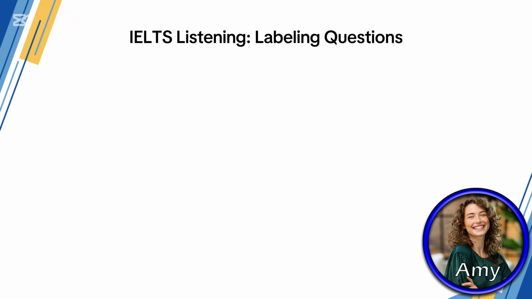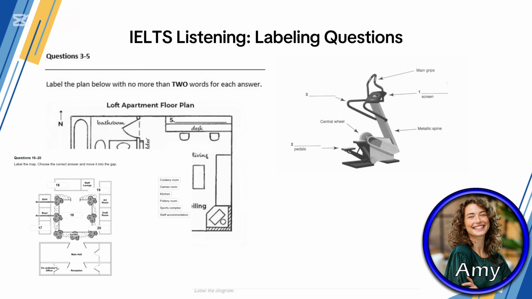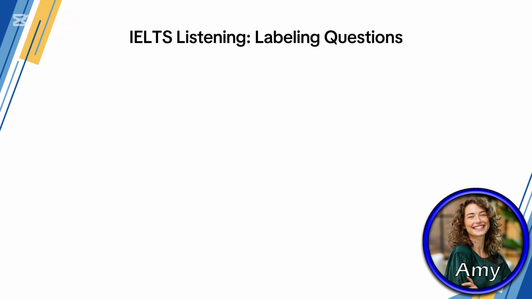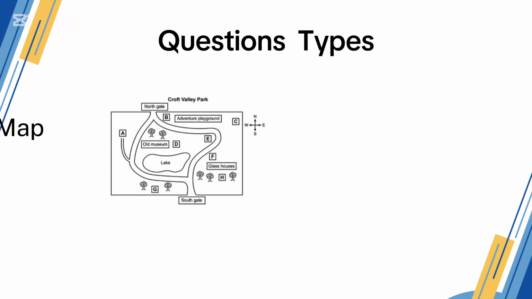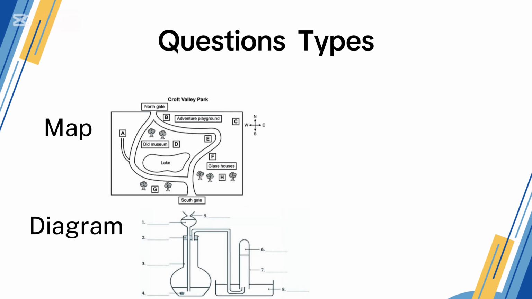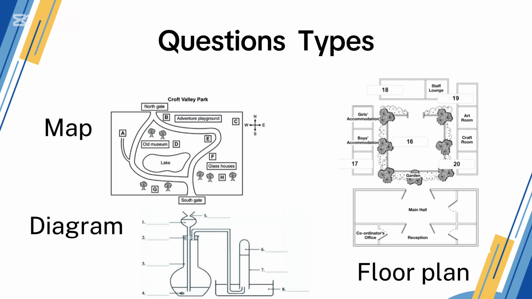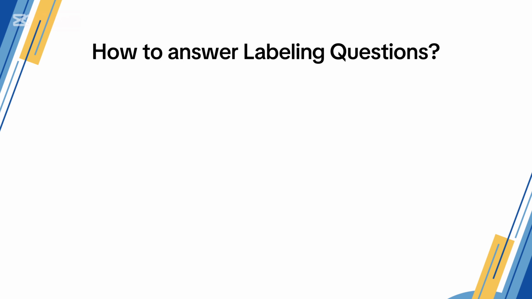Labeling questions in the IELTS listening test require you to label a map, diagram, or plan based on the recording. They test your ability to understand directions, layouts, and descriptions. Types of labeling questions: 1. Map labeling. 2. Diagram labeling. 3. Floor plan labeling.